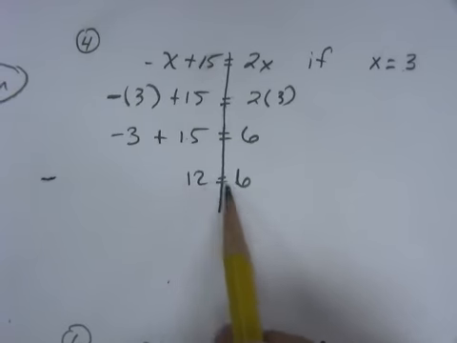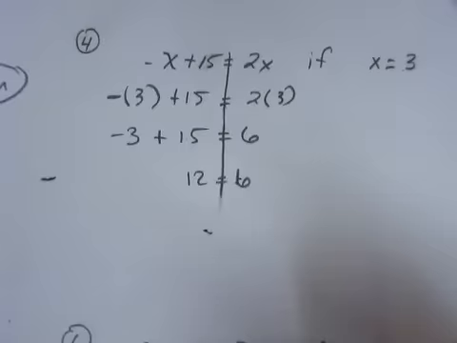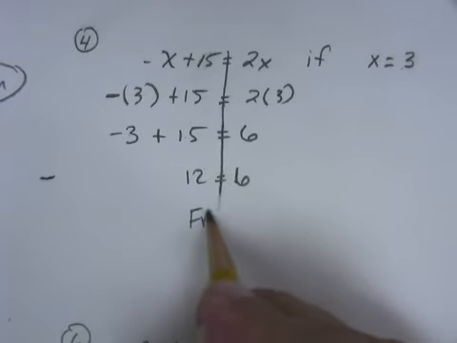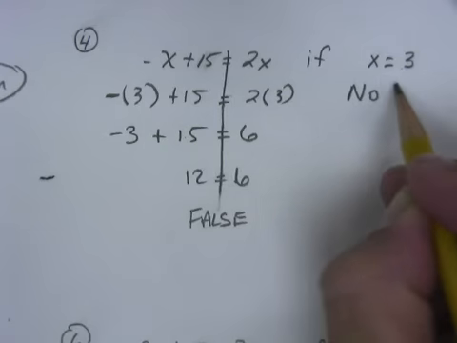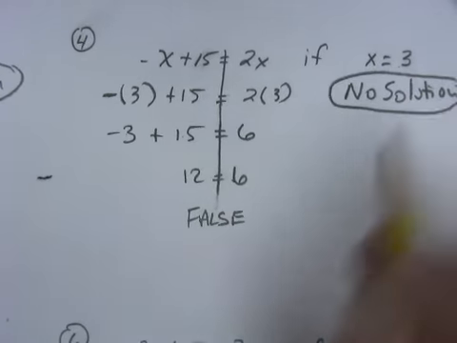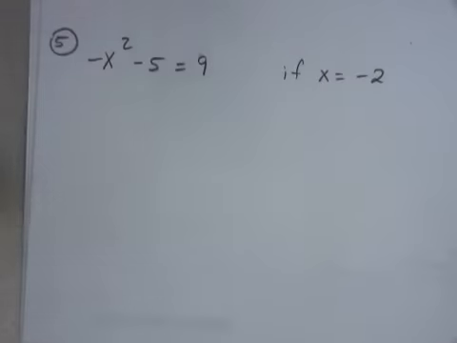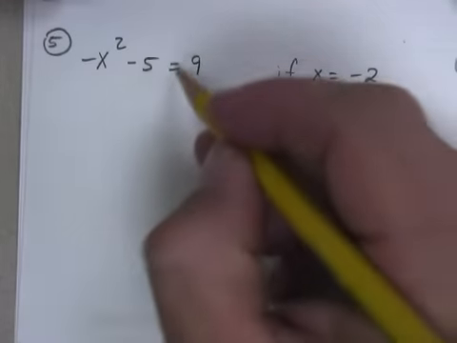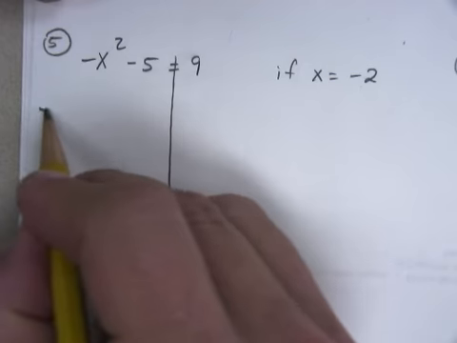So the question is, does 12 equal negative 6? And it doesn't. 12 and 6 are two totally different numbers. They're not the same, so it's a false statement. That means this is a no solution. There it is. All right, the next one, number 5. Draw a line through my equal sign. Take the negative 2, plug it in.